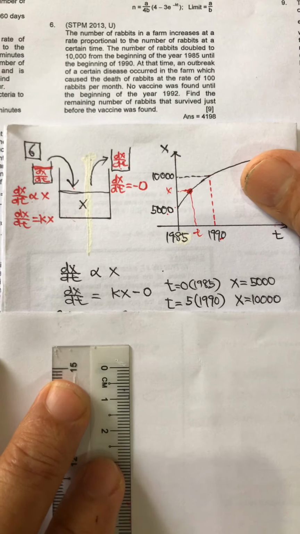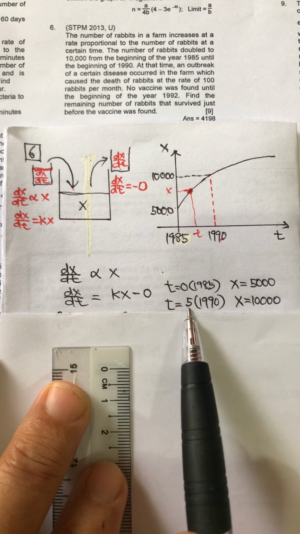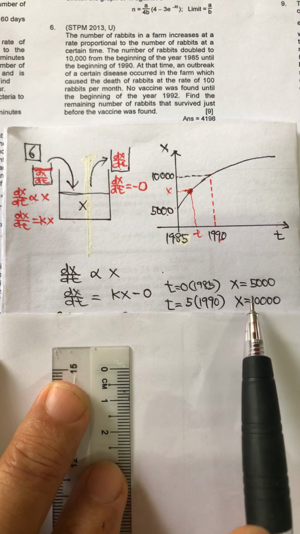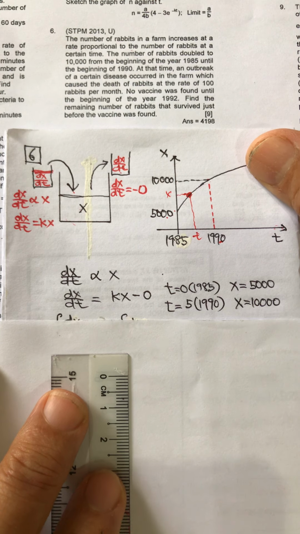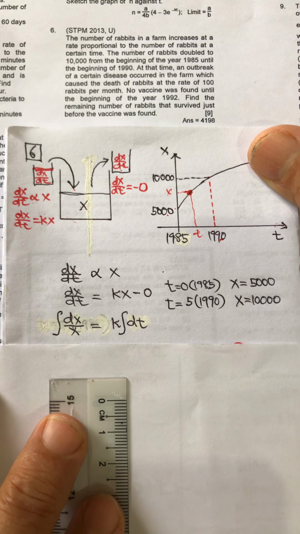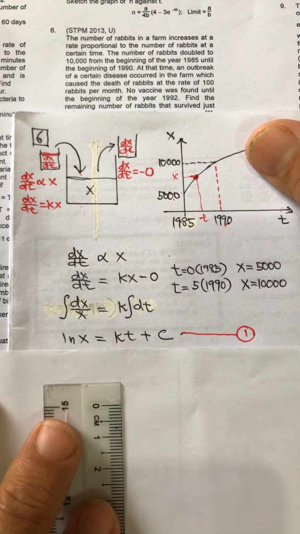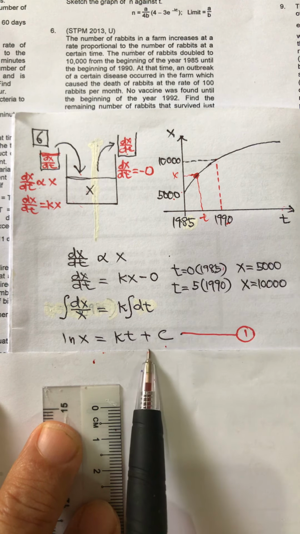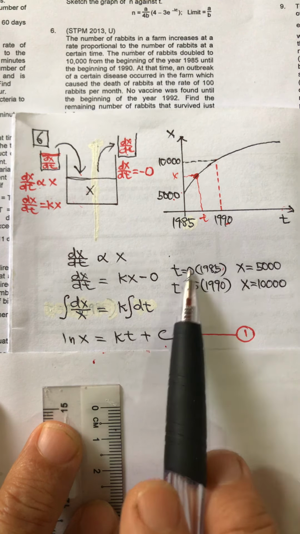And then when t equals 1990, that is 5 years later, t equals 5 and x will be 10,000. This is of course for us to find the k. So that is what we are going to do after this. Then this is separable variables. I think this part you know how to integrate, and then you have the c, so you substitute the initial condition t equal to 0, and you are able to find the c.